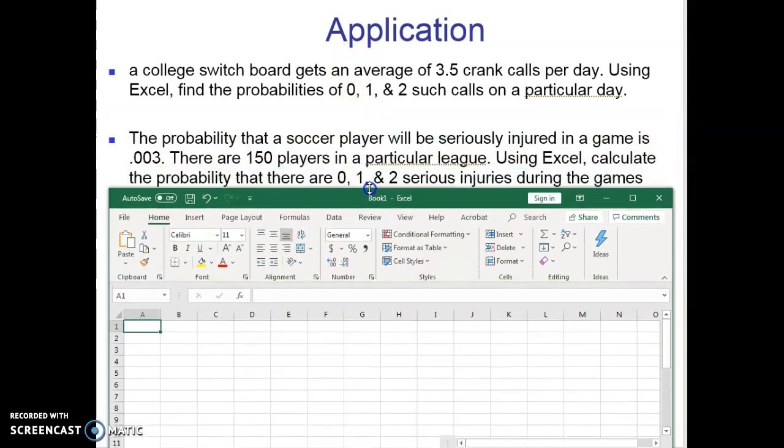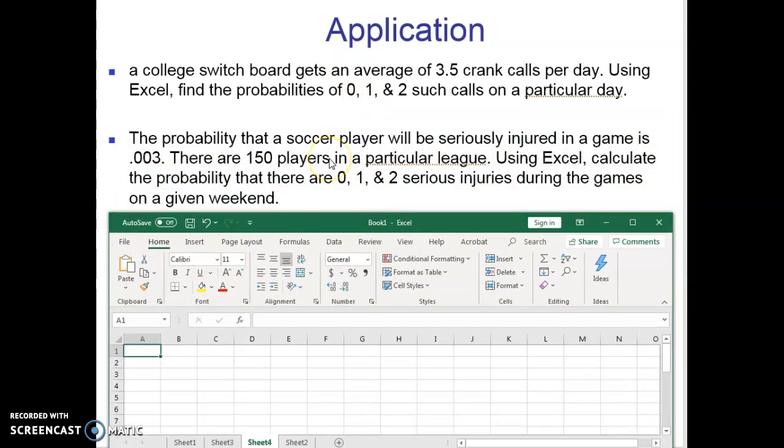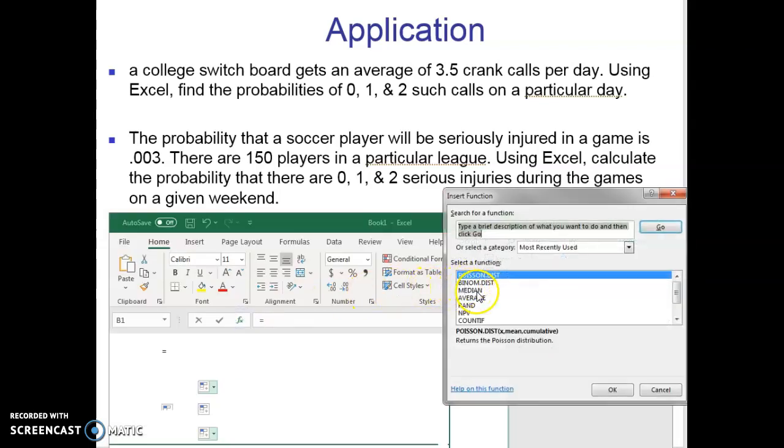It says the probability that a soccer player will be seriously injured in a game is 0.003. There are 150 players in a particular league. Using Excel, calculate the probability that there are 0, 1, and 2 serious injuries during the games on a given weekend. Same process. In our first column, we put those discrete outcomes that could occur. We could have 0, 1, or 2 serious injuries.